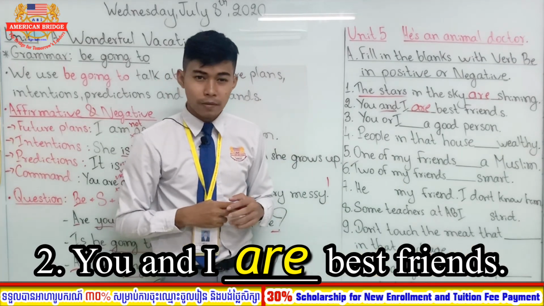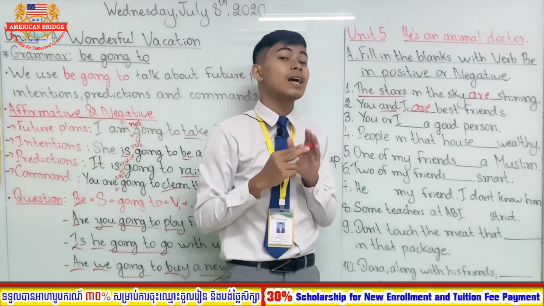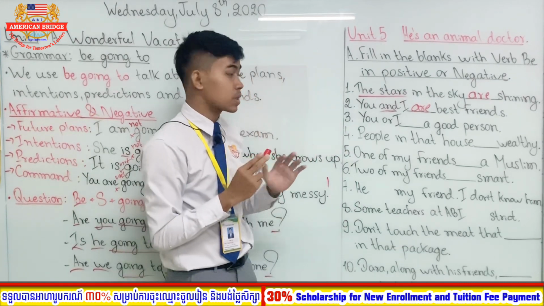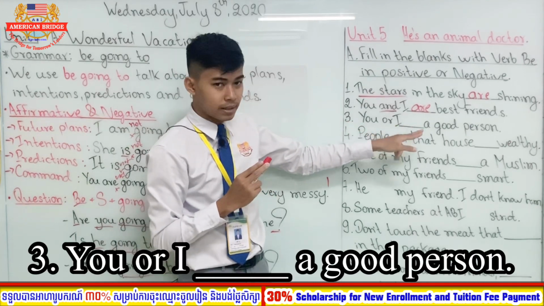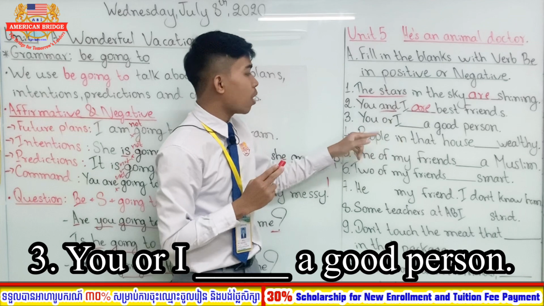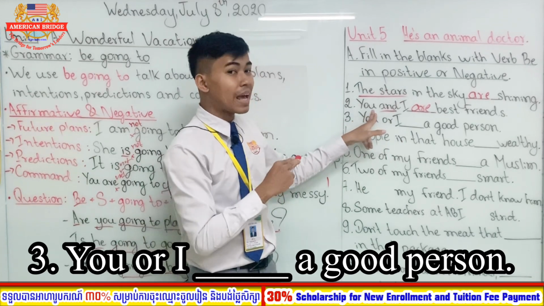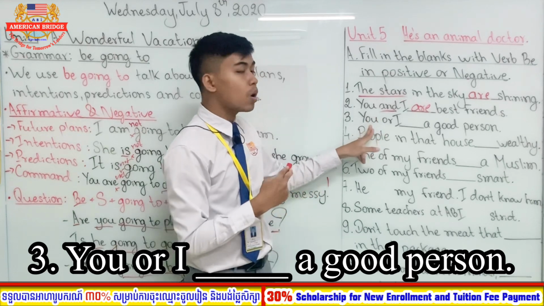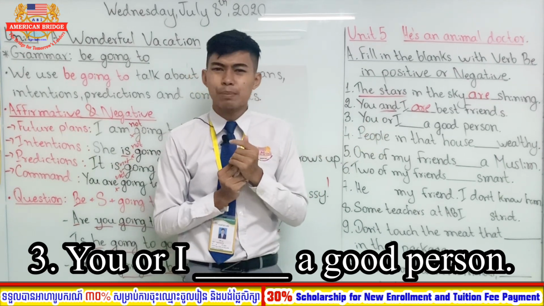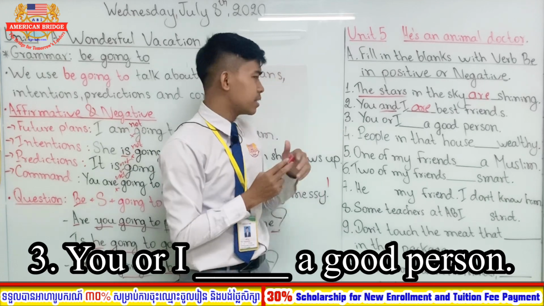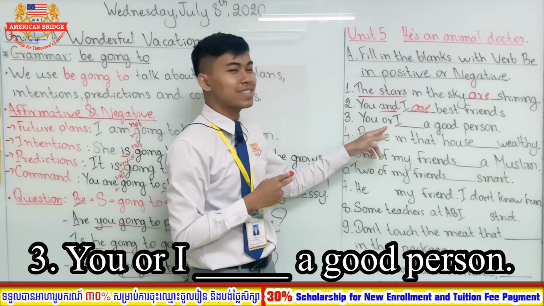Let's go to number 3. Number 2 and number 3 are a little bit similar, but you have to focus carefully so that you don't confuse them. So number 3: you or I a good person. So here in number 2 it is "you and I", but here it is "you or I" a good person. So what is the subject of this sentence? Is it you or is it I?